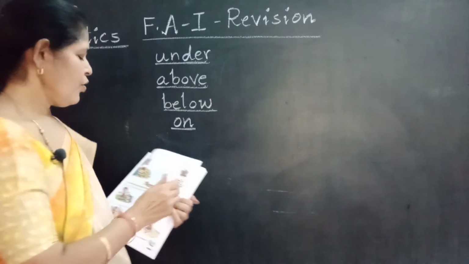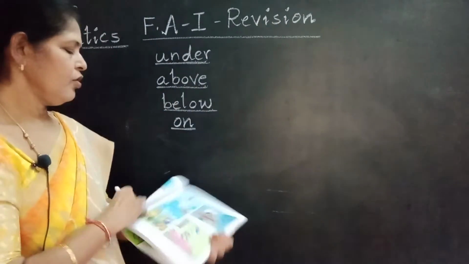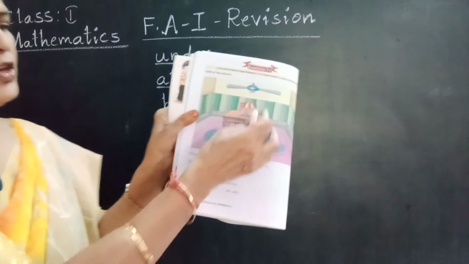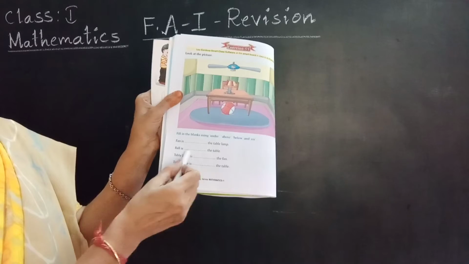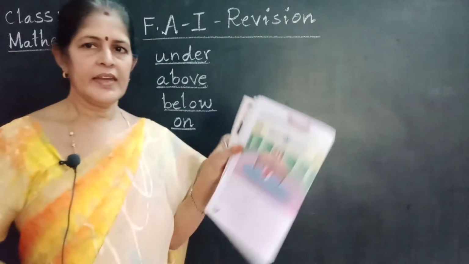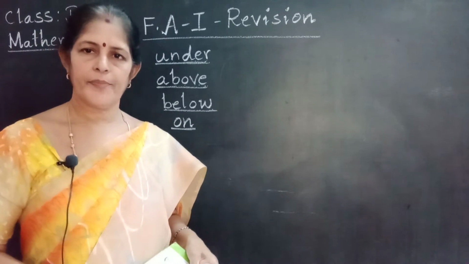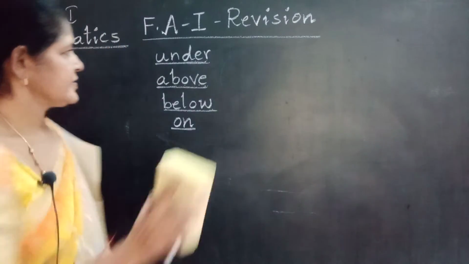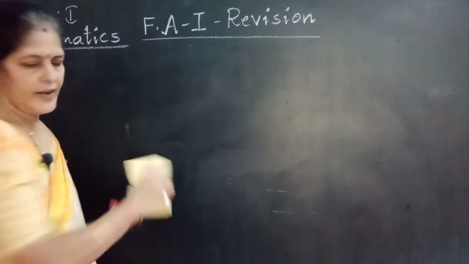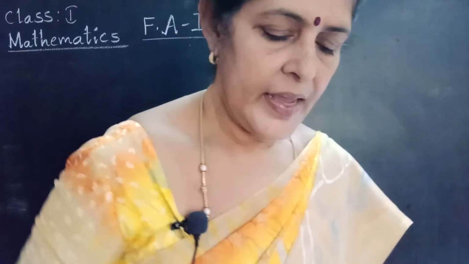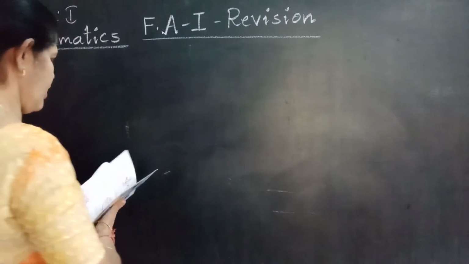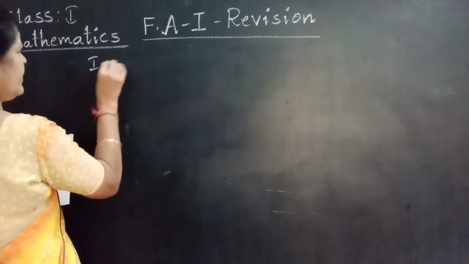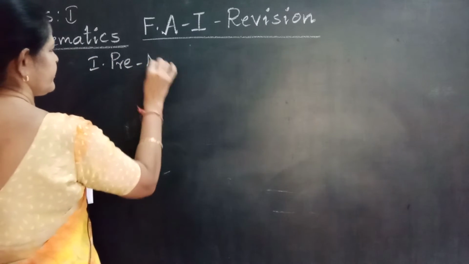Under, above, below, on. You have to observe the picture and fill up the given blanks. You have to look at this picture and fill these blanks. Okay? Next one goes to chapter 2. Numbers up to 20. First Roman goes to pre-number skills. That means basic concepts. Answer the following.